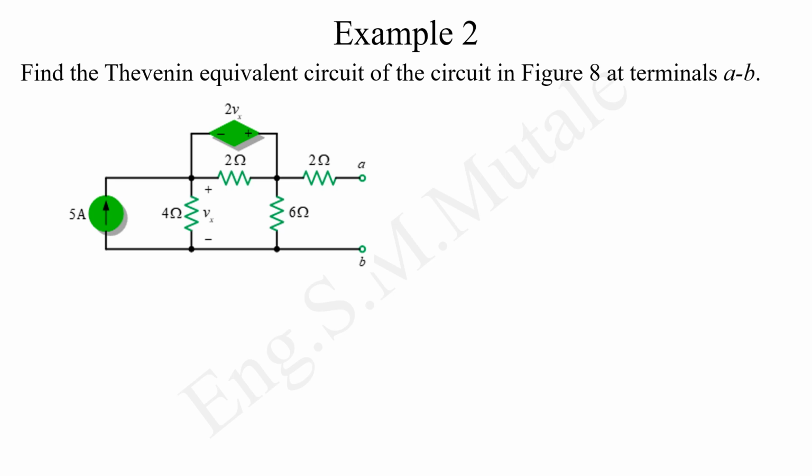So here the question is saying, find the Thevenin equivalent circuit of the circuit in figure 8 at the terminals AB. So this is our figure 8 at those terminals. You can see you've got the independent source and the dependent source, which is this one.